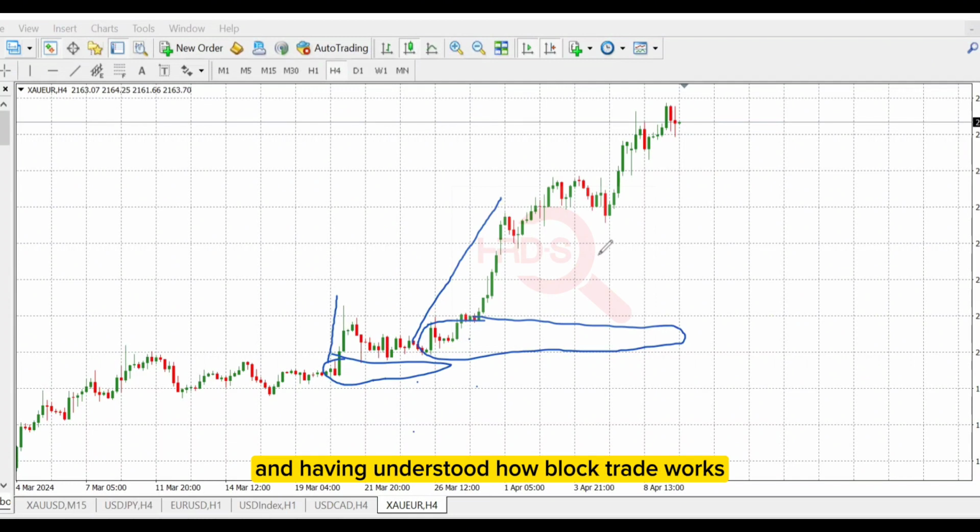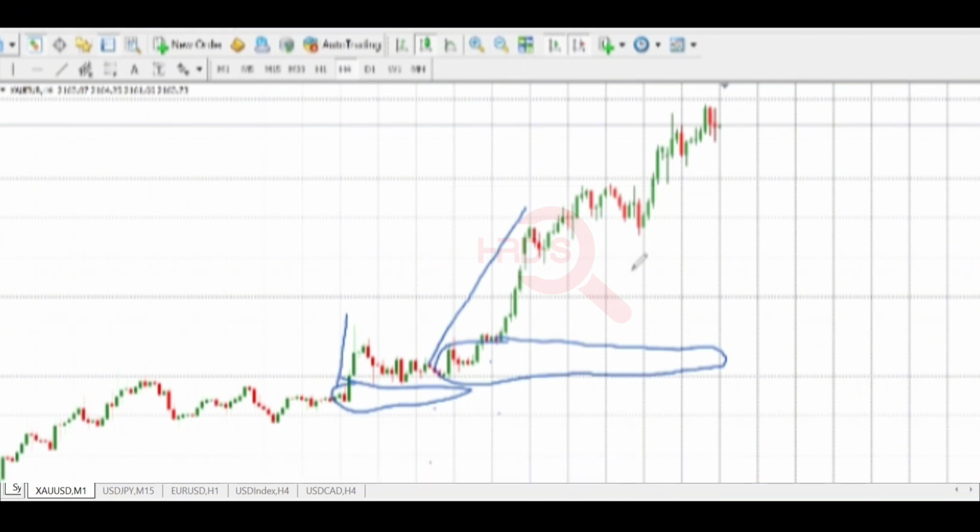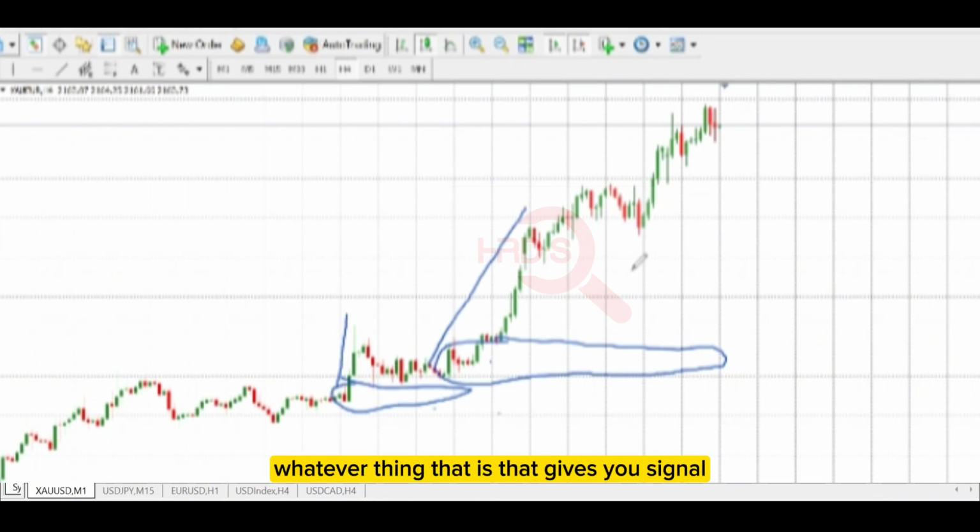And having understood how block trade works, they don't execute the trade once. They split it into chunks and then execute it at different times. When price comes inside that order block, you observe price behavior. What are you looking at? You are looking at your price action to know if you are going to see something like rejection or a very big volume and all of that. Whatever thing that gives you a signal. When price comes inside that order block, you'll be looking for that signal, okay?